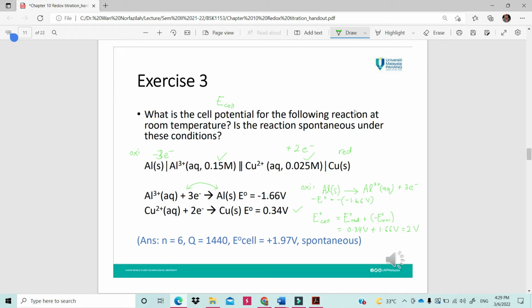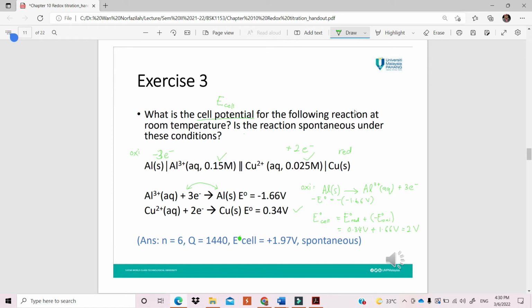So for E naught cell, we will get 2 volt. Okay, so here actually it is E cell. The cell potential, E cell. Standard cell potential, there is a note above. This question asks you to find the cell potential, not the standard cell potential. So E naught cell, we get 2 volt.